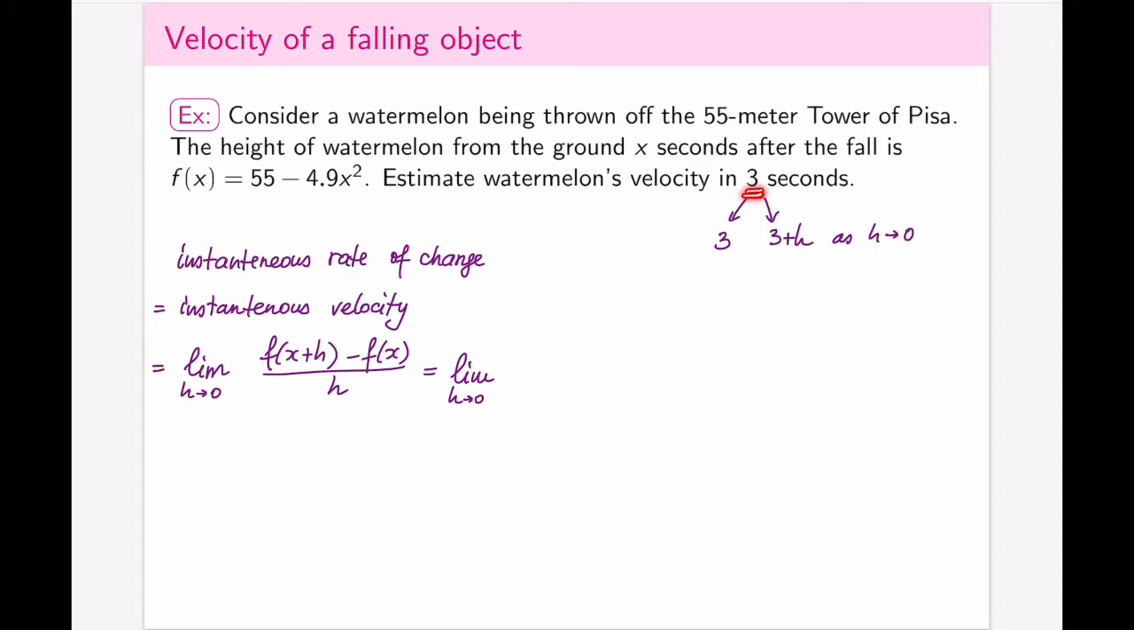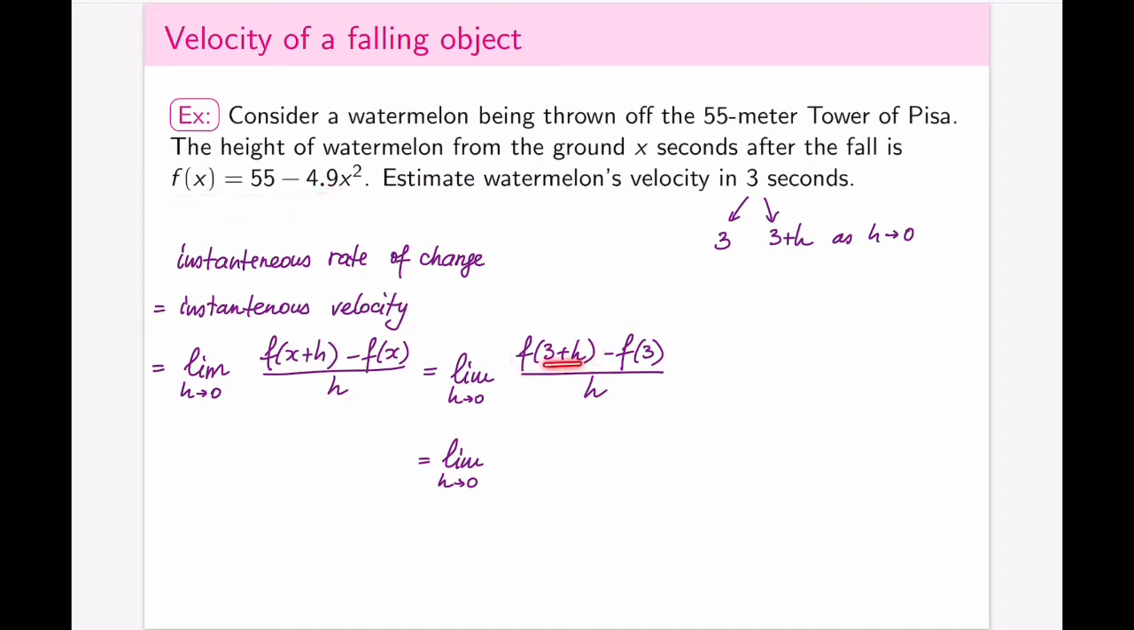about the velocity in 3 seconds, which means that my x here is actually going to be 3. So I can first of all replace my x's with 3 because that is the point of interest for me. Now h is going to remain as it is because I am going to send it off towards 0 right at the very end. What I have to focus on now is actually expanding this inside of the limit right here. So what is f of 3 plus h? Notice that f of x is this value here.